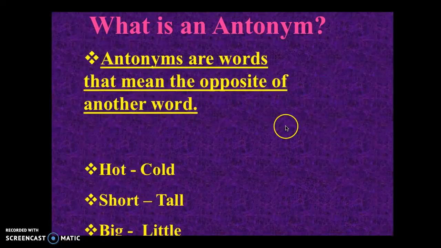It says, what is an antonym? So antonyms are words that mean the opposite of another word. So some examples of that would be hot and cold, short and tall, and big and little. So all of these words, like I said, are opposite of each other.